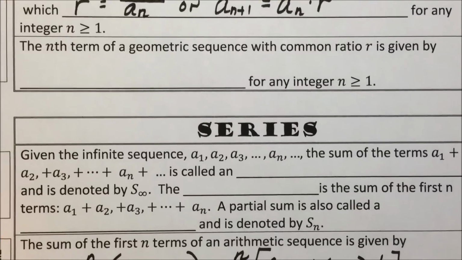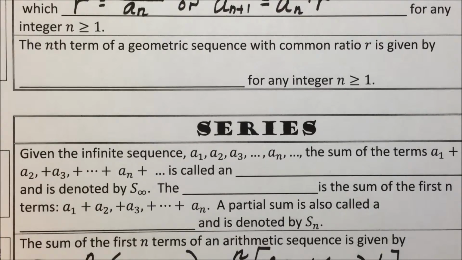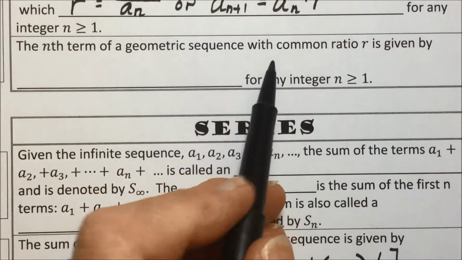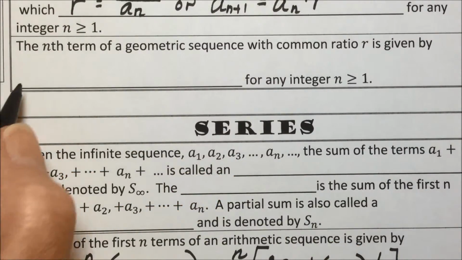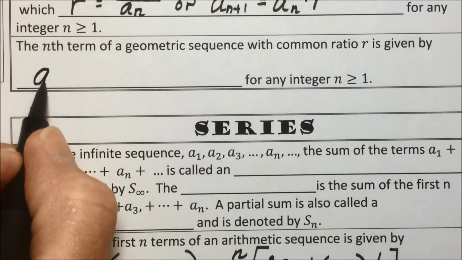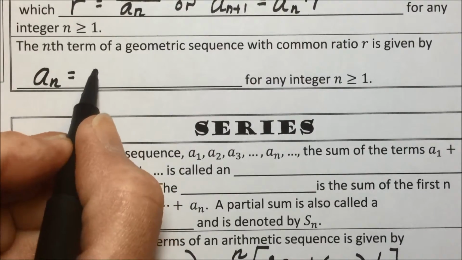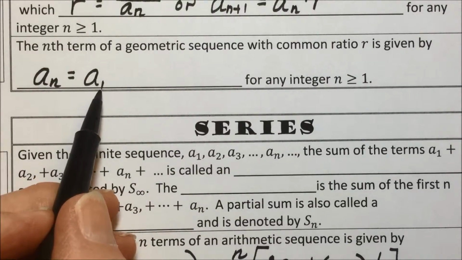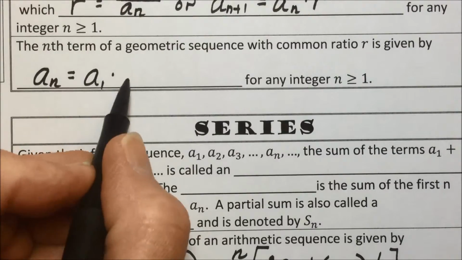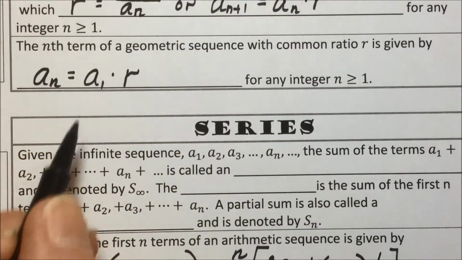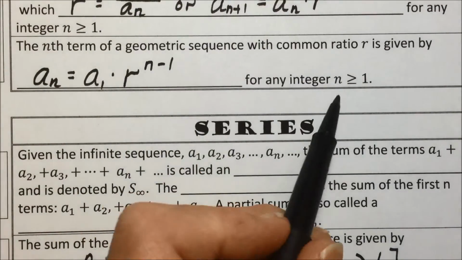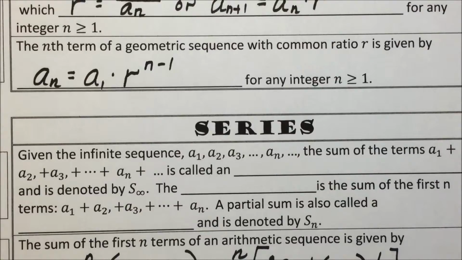When we're looking for a specific term in a geometric sequence, the nth term of a geometric sequence with a common ratio r is given by the following formula. A sub n is found by taking the first term, identified here as a sub 1, times that common ratio that we were just finding to the n minus 1 power for any integer n greater than or equal to 1.